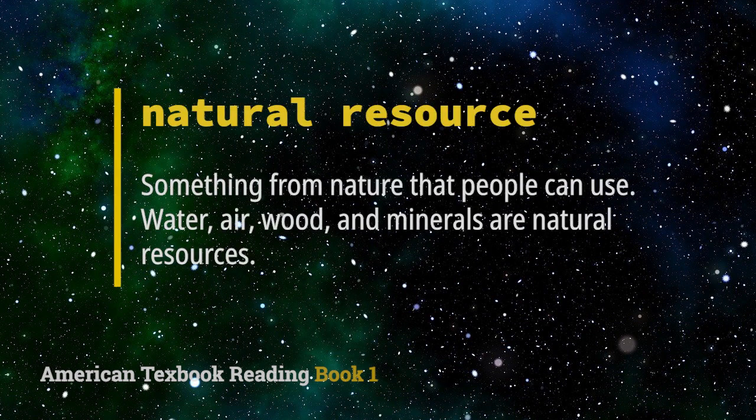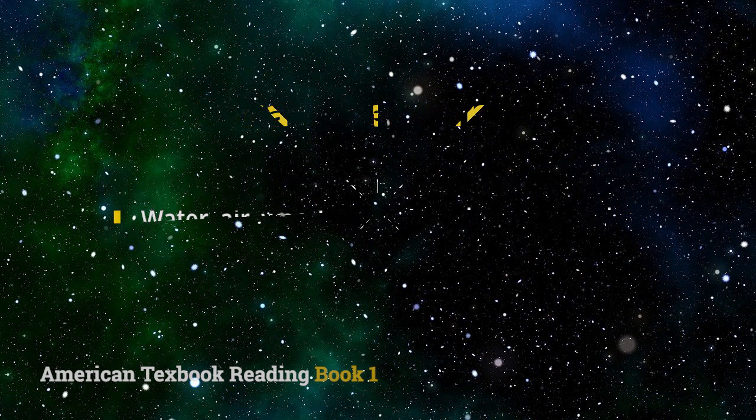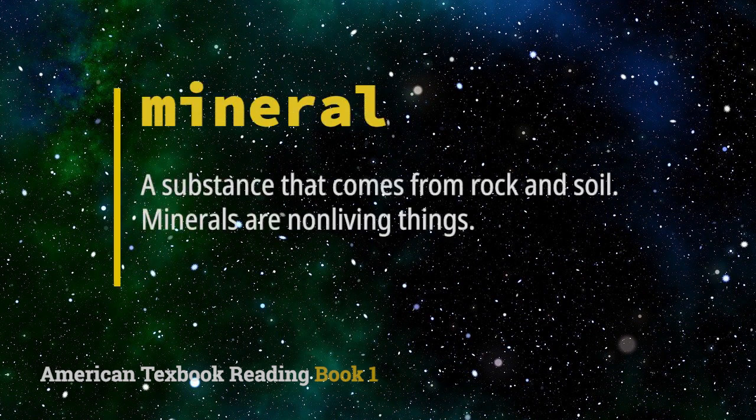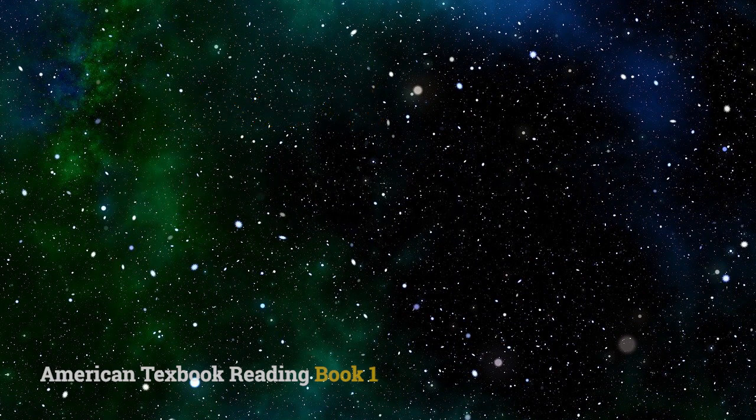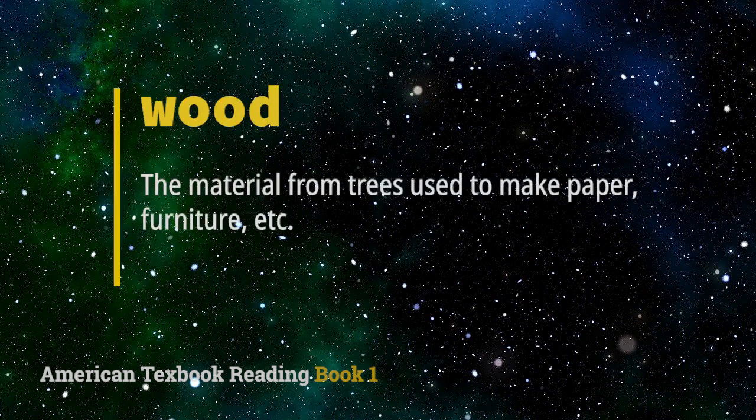Natural resource. Something from nature that people can use. Water, air, wood, and minerals are natural resources. Mineral. A substance that comes from rock and soil. Minerals are non-living things. Wood. The material from trees used to make paper, furniture, etc.